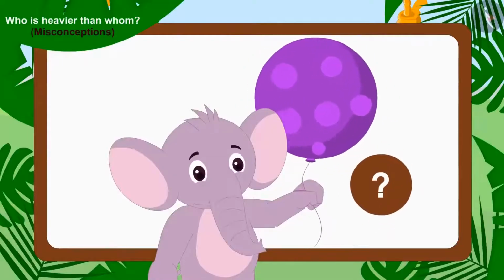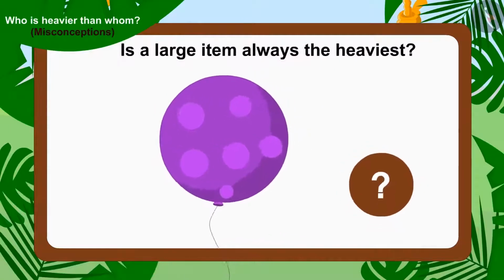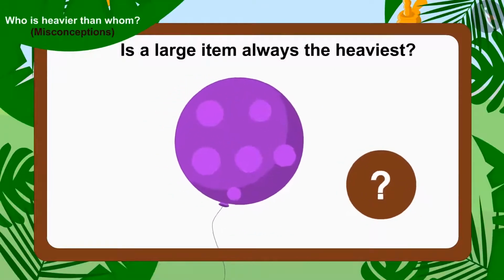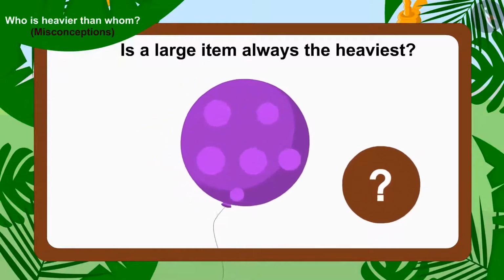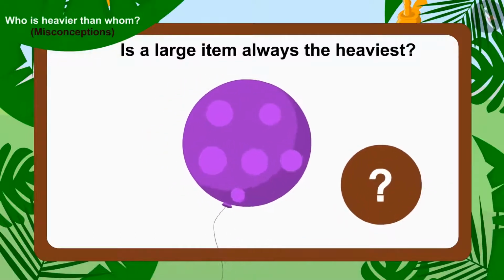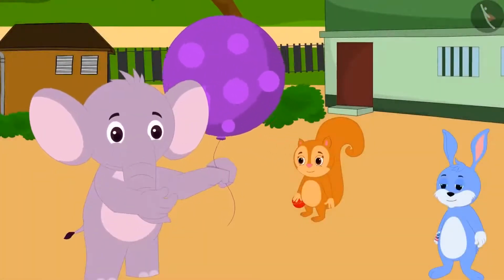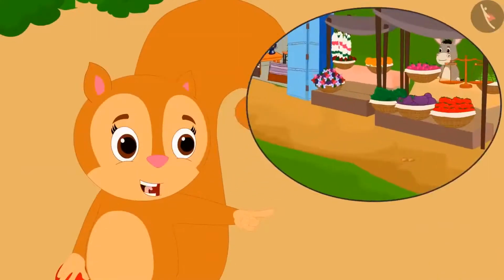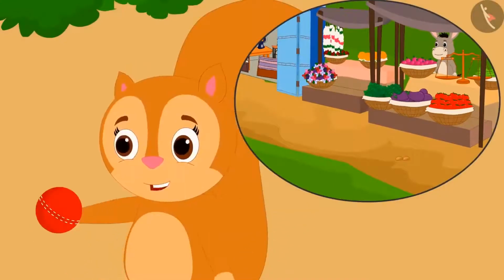Children, do you find any truth in Appu's statement? In reality, is a large item always the heaviest? Let's see how these three friends have found out the truth in Appu's statement. After listening to Appu, Chanda said, "Look, there is a weighing balance at Bhola's vegetable stall. Why don't we measure the weight of our toys with his balance?"